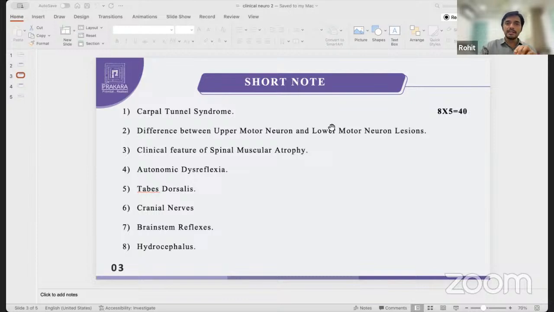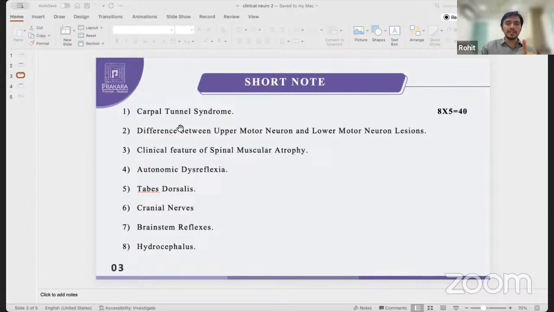This is most commonly seen in patients with spinal cord injury occurring at or above the thoracic T6 vertebral level. So whenever there is a severe spinal cord injury above T6 level, we notice this autonomic dysreflexia.